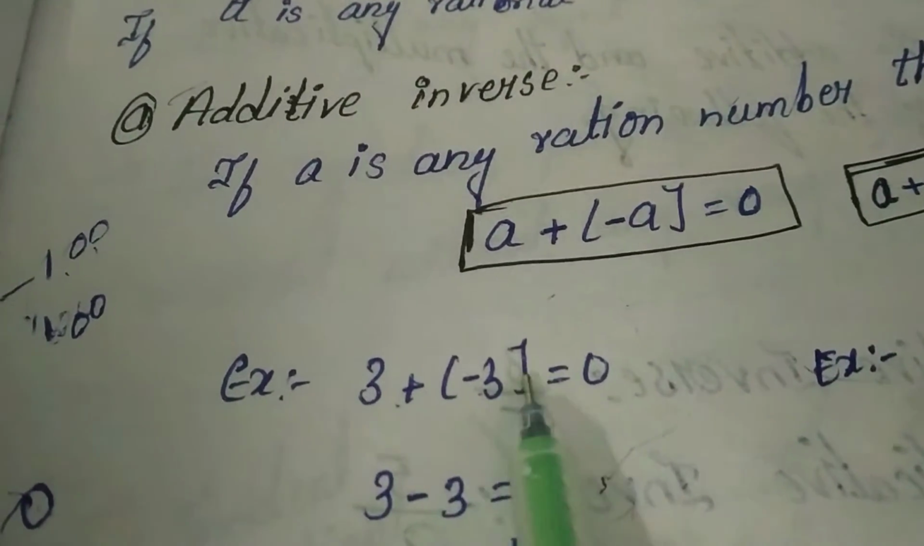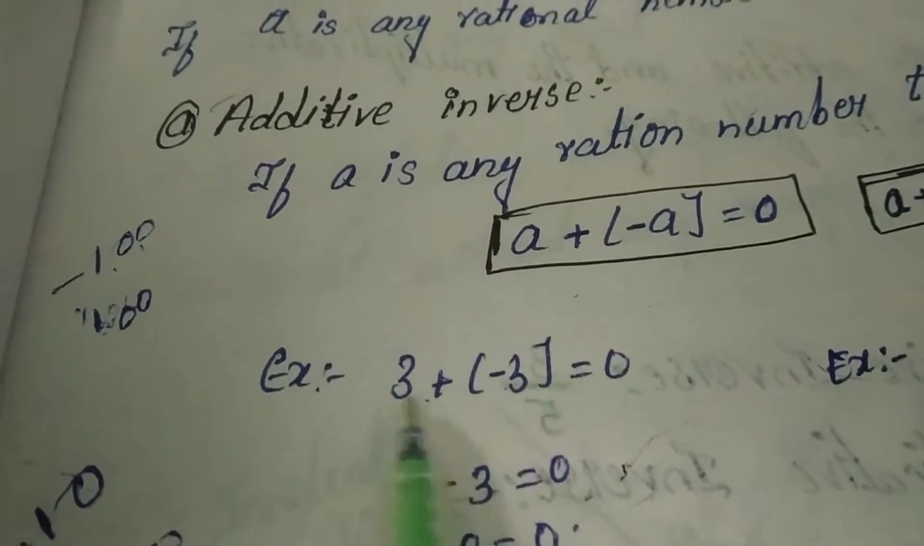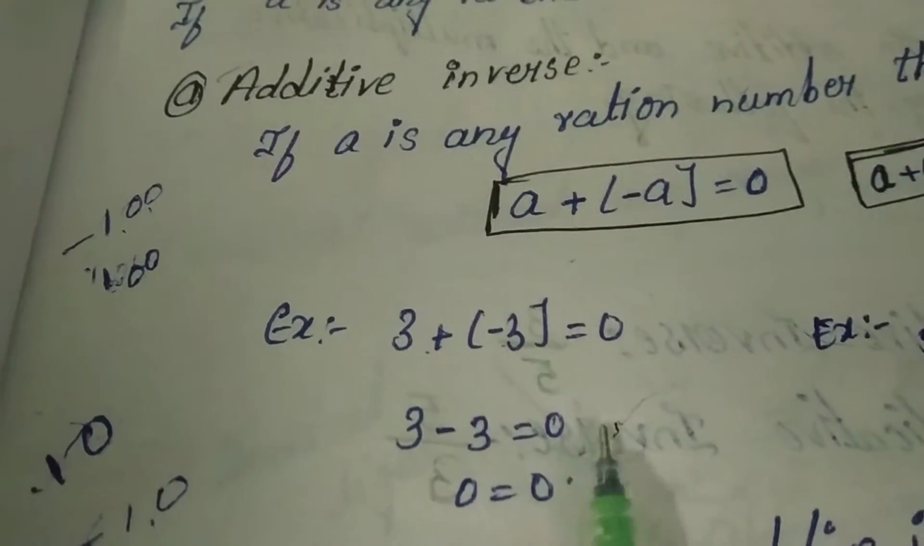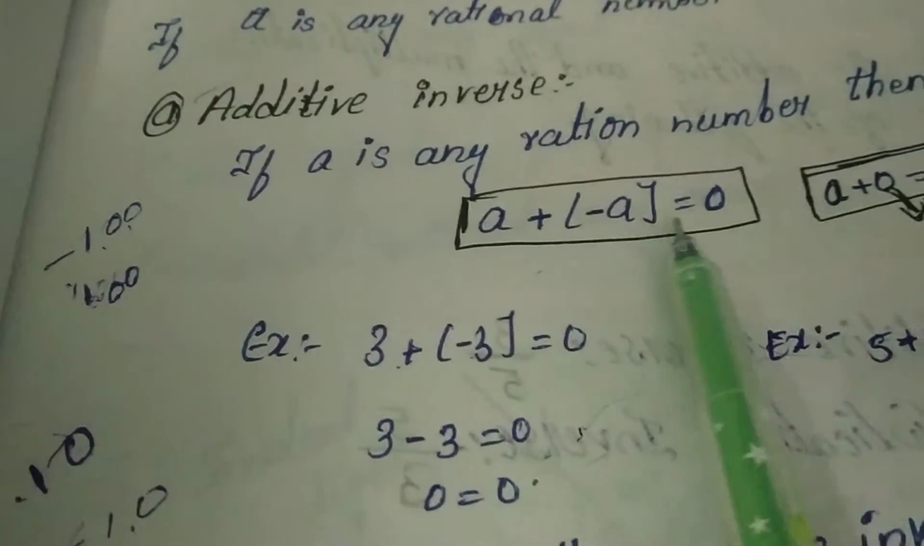Then let's see one example. 3 plus (minus 3) is equal to 0. Plus into minus is minus, 3 is as it is, equals 0. 3 minus 3 is 0, so LHS is equal to RHS. This means this condition is satisfied.